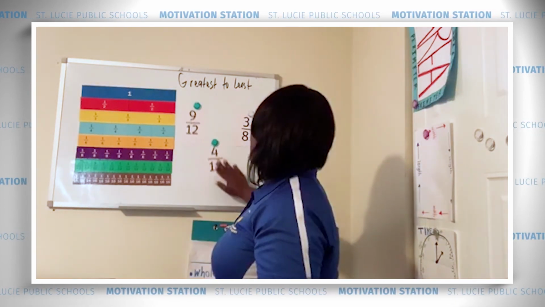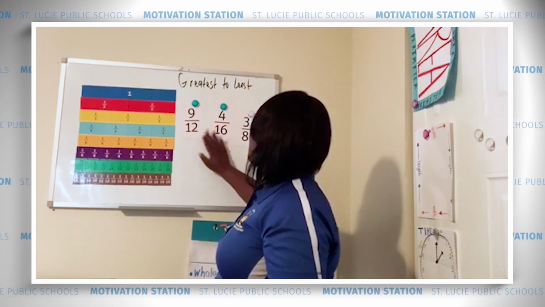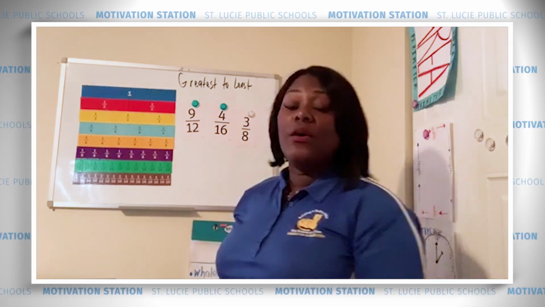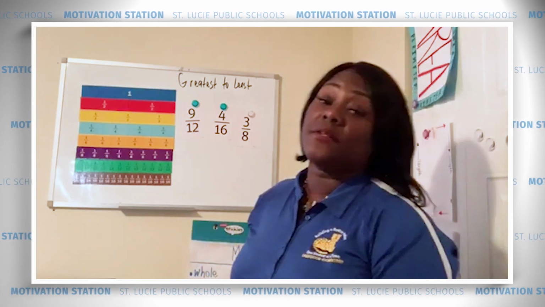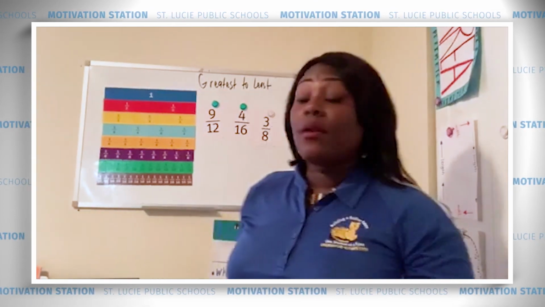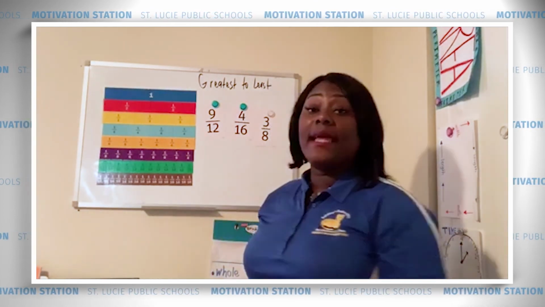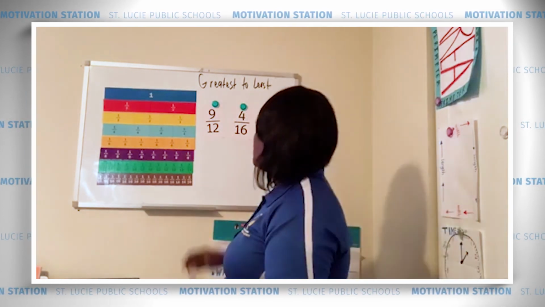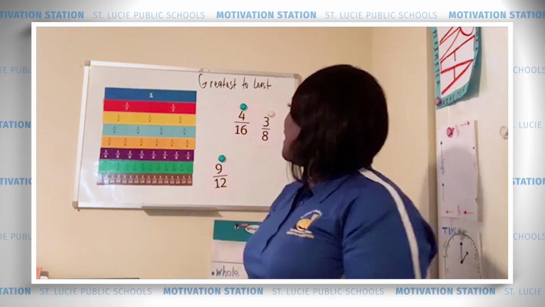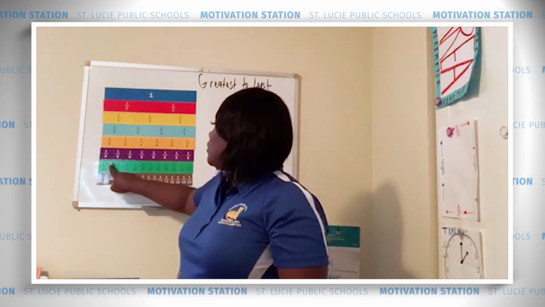Or they will put them in order by the numerators. Well, both of those are incorrect. We don't order fractions by the numerators and denominators unless the denominators are the same. We order fractions by looking at their size. We draw pictures, we use manipulatives to find out which is which. So let's take a look at 9/12.